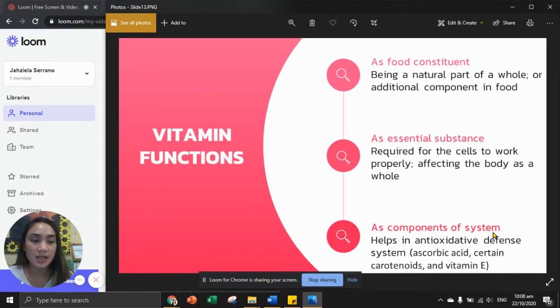So when we say essential substance, it is required for the cells to work properly. So, di ba nga, our body is made up of around 37 trillion cells. So, pag yung isang cells sa isang system hindi nag-work, it may affect the body as a whole. So, it is an essential substance, ang vitamins.